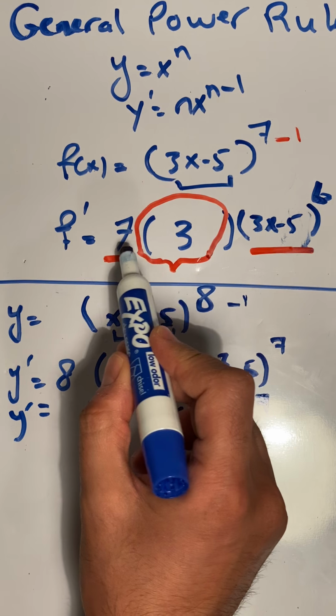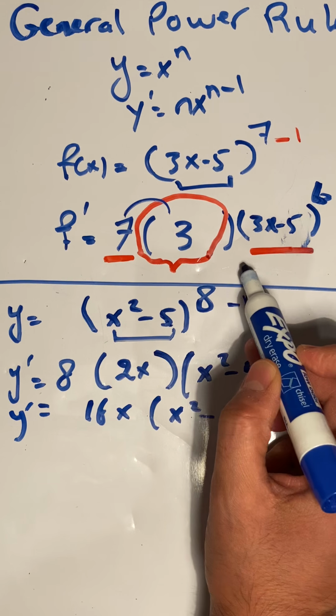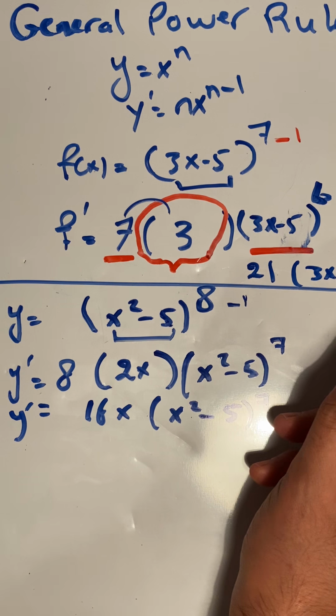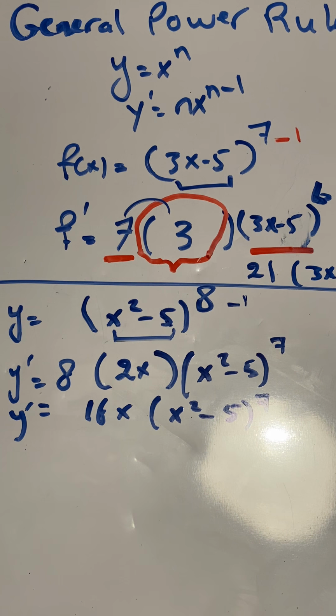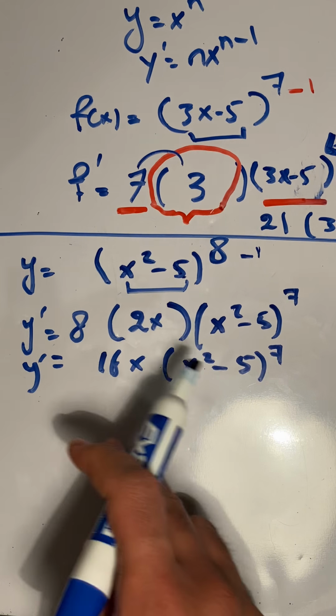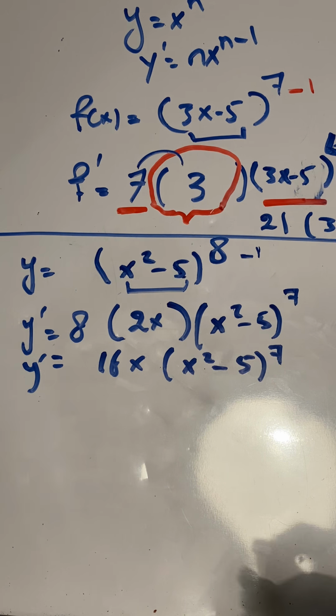Here technically also we have to multiply 7 times 3, so it's 21, and then (3x minus 5) to the power 6. So this would be the answer to the general power rule.